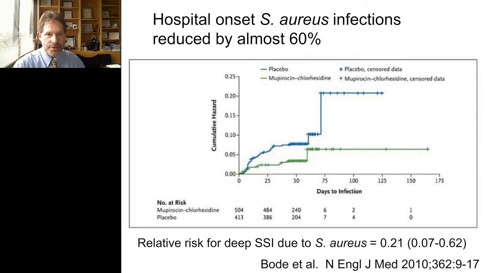So here are the results of this study. This group of investigators was able to demonstrate an almost 60% reduction in hospital onset Staph aureus infections through the use of mupirocin and chlorhexidine among Staph aureus carriers. And if you look just at some of the most serious of Staph aureus infections, deep surgical site infections, you can see the relative risk at the bottom of the slide was 0.21. That represents an almost 80% reduction in deep surgical site infections due to Staph aureus. So pretty dramatic result.